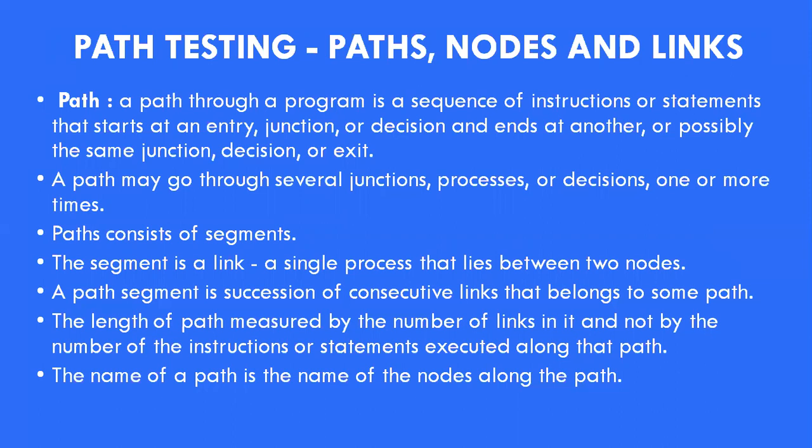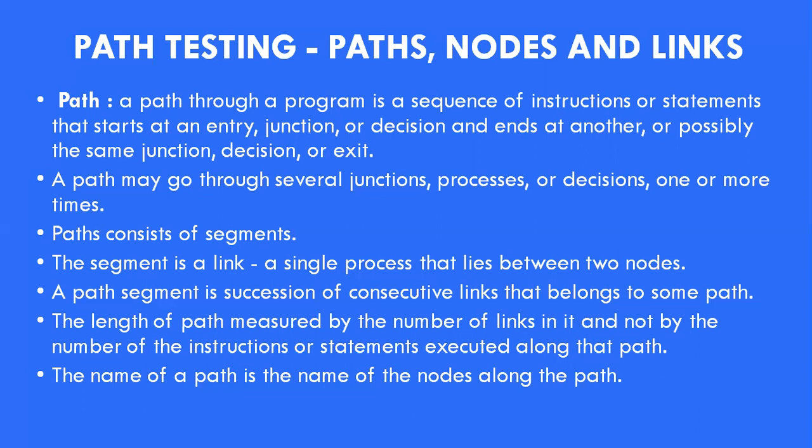The path consists of segments, where a segment is a link, that is, a single process that lies between two nodes, and a path segment is a succession of consecutive links that belong to the same path. The length of the path is measured by the number of links in it and not by the number of instructions or statements executed along that particular path. So the name of the path is the name of the nodes along that particular path.